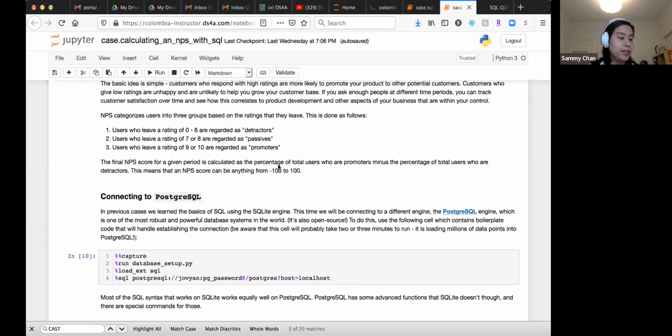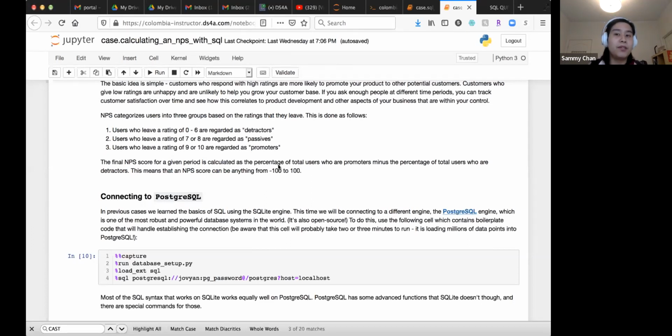And then also the other case, if we all have promoters, no detractors, the percentages would be 100 minus 0, and then the NPS would be 100, which would be great. And if we have 50-50, like 50% promoters, 50% detractors, then we would get an NPS score of 0.